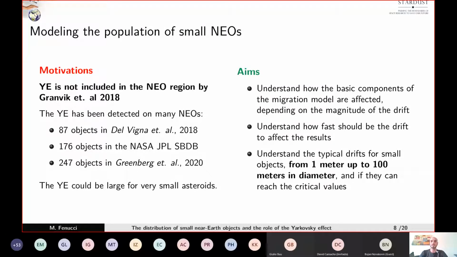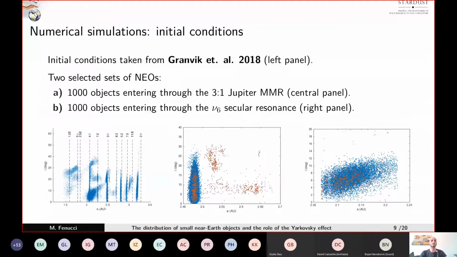So to test this, we perform some numerical simulations, and in particular, we want to test two transport routes that are included in the Granvik model. So to perform these numerical simulations, we take initial conditions from the Granvik model, and we select two routes.